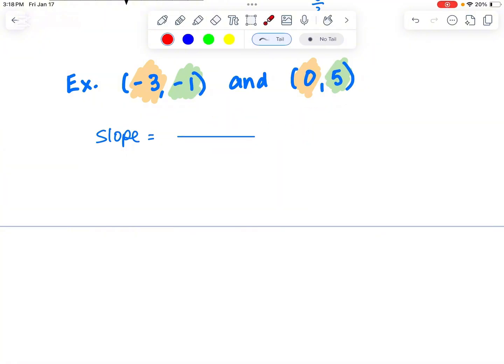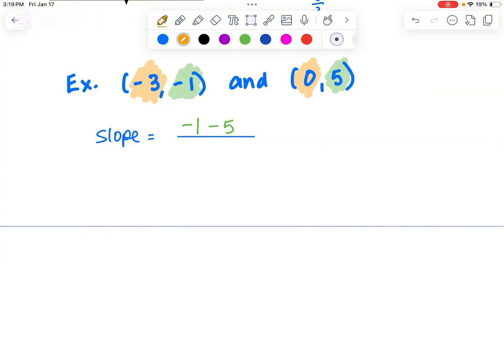Rise and y's, they rhyme, so it's our y-coordinates that go on top. So I'm going to take those green coordinates, and I'm just going to pick one of them to start with. I'm going to choose to start with this one this time. I'll get -1, and I'm always going to find the difference. So -1 subtract 5 on the top.